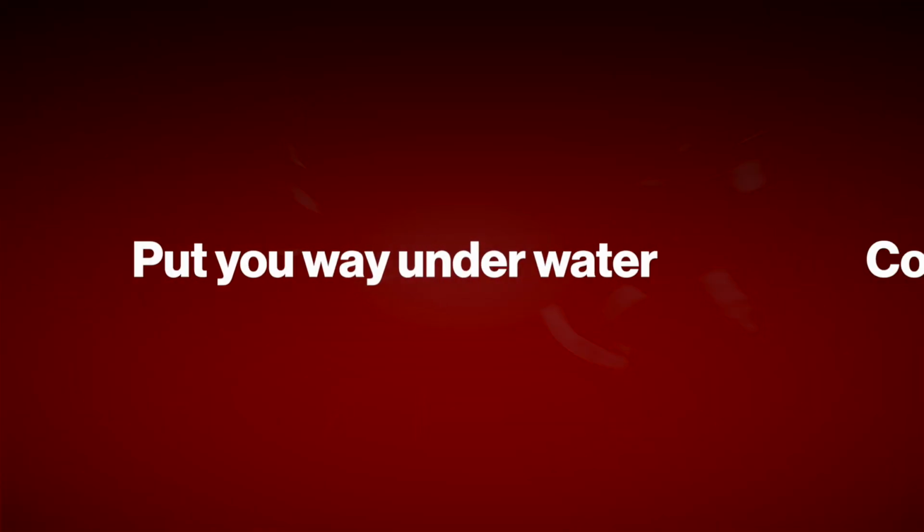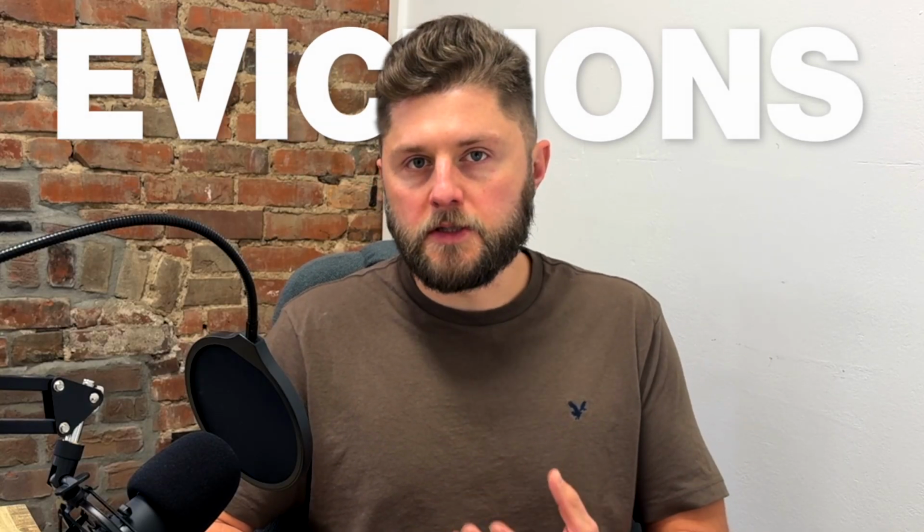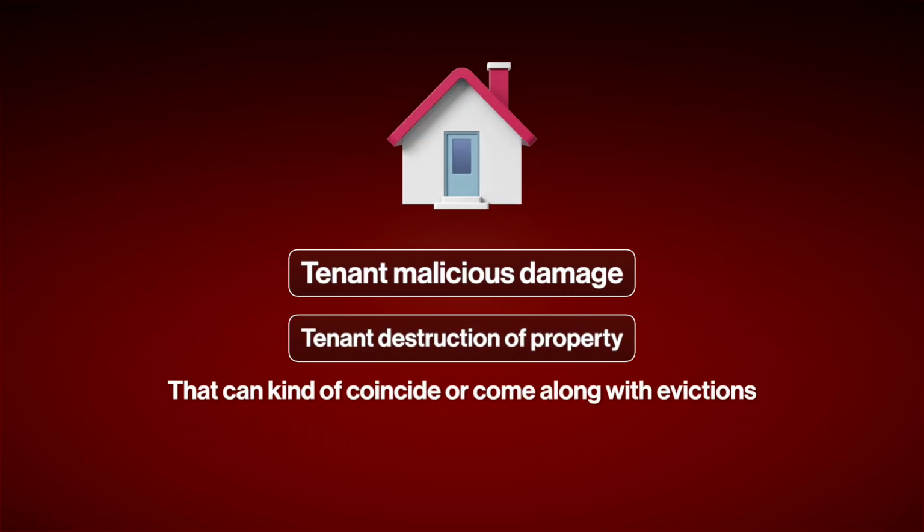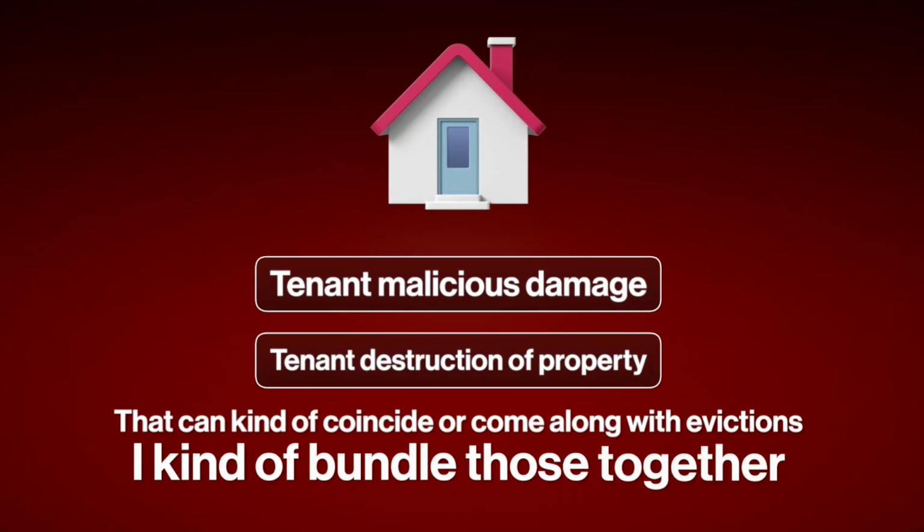Think about the risks associated with rental property ownership. There's only a couple of things that can really put you way underwater or cost you a lot of money. There's lots of little things, but there's only a few major things. One of the major things that could go wrong, everyone already knows, is an eviction and what comes along with an eviction. Oftentimes, tenant malicious damage or tenant destruction of property can kind of coincide or come along with evictions. And so I kind of bundle those together.